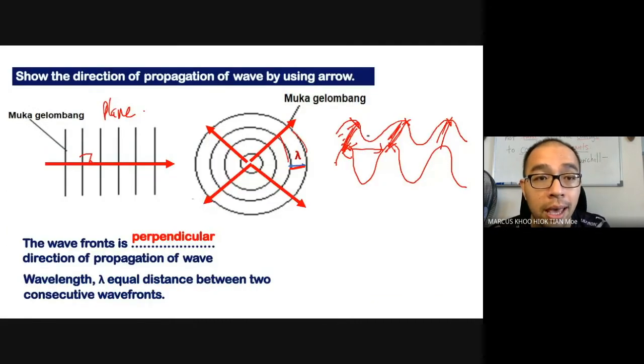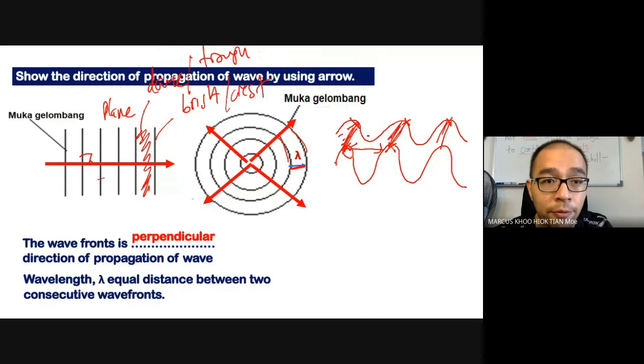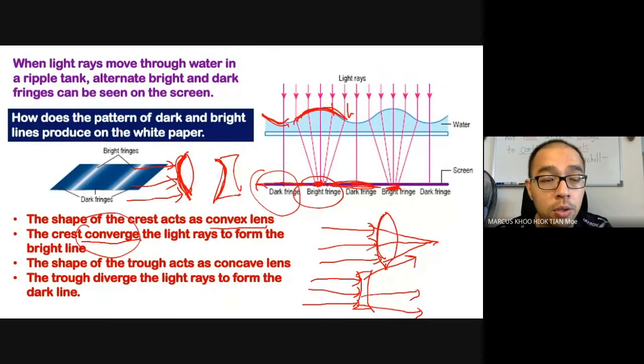So every line that you see here is bright, and this whole section over here is dark. Bright means crest and dark means trough, bahagian bawah of the wave. That's why when we calculate the wavelength, we just take from bright to bright, from crest to crest, for a wave front lah. So the crest converges, the trough, the light will diverge. Actually, it will diverge even more lah, to form the dark line.